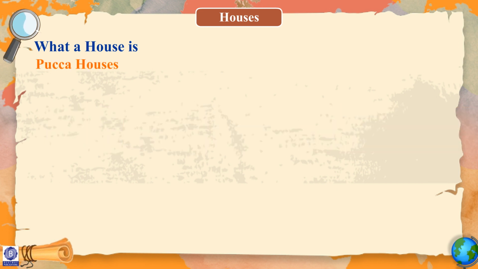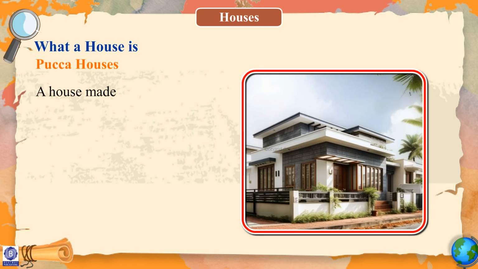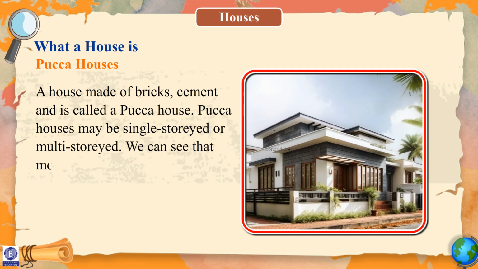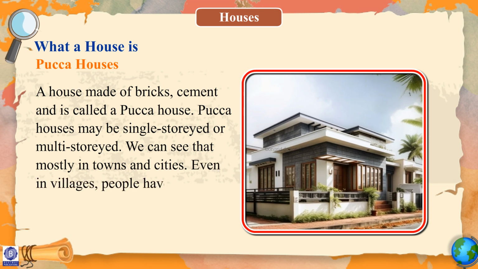Pakka houses. A house made of bricks, cement and iron is called a Pakka house. Pakka houses may be single-storied or multi-storied. We can see that mostly in towns and cities. Even in villages, people have started to build Pakka houses.